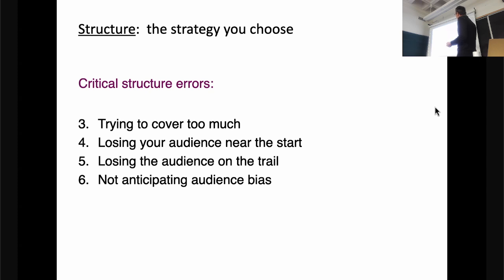Think about that. Also, you need to start in the right place and lead your audience on that path. So you don't want to lose them on the trail, and you want to start where they are. And then finally, if you're talking about something controversial, you might have a biased audience. Are you going to have to convince people of something? And if you are going to have to convince them, do you know where they're starting?